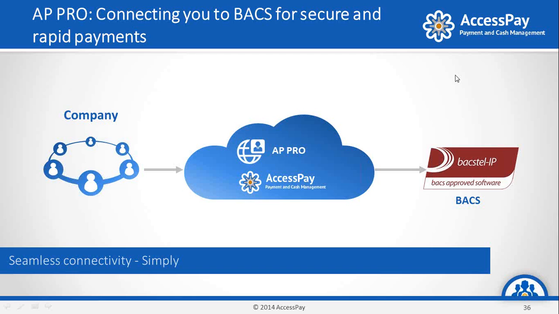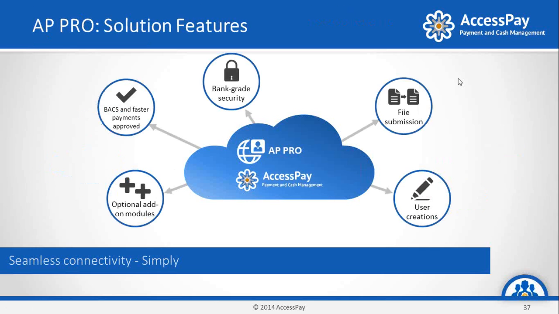In terms of the features, we have BACS and Faster Payments approved. We have bank-grade security. It involves simple file submission. Basically it's straight-through processing, which means that we connect with your ERP, take data from your ERP and submit it straight to BACS or SWIFT. And there are some optional modules on our solution.